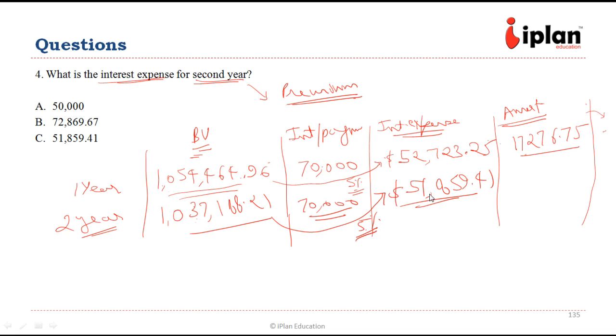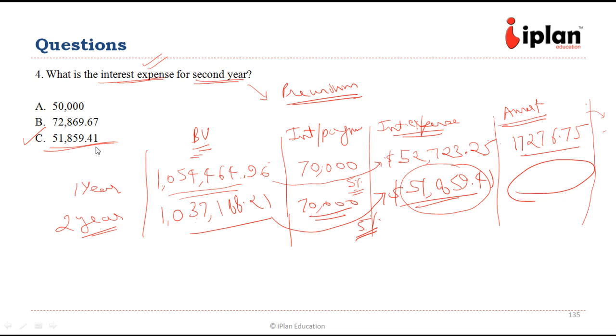And if we have to calculate the amortization, we can take the difference of these two and find out the amortization for second year. But we are being asked interest expense for second year, that is this number, 51,859.41. So C is the right answer.